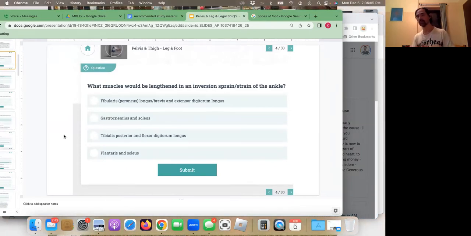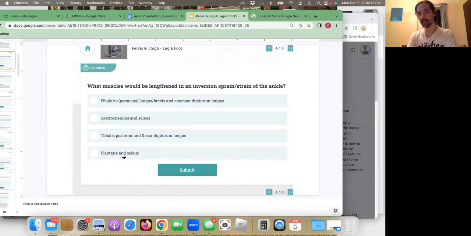I want you to start using that word, oriented, to what side or what part of the body you're looking at if there is an inversion. There's an inversion, right? You're looking at what side of the lower leg? You're looking at the outside, the lateral side. So if it's what muscles will be lengthened, you look for the muscles that are on the lateral side of the lower leg.